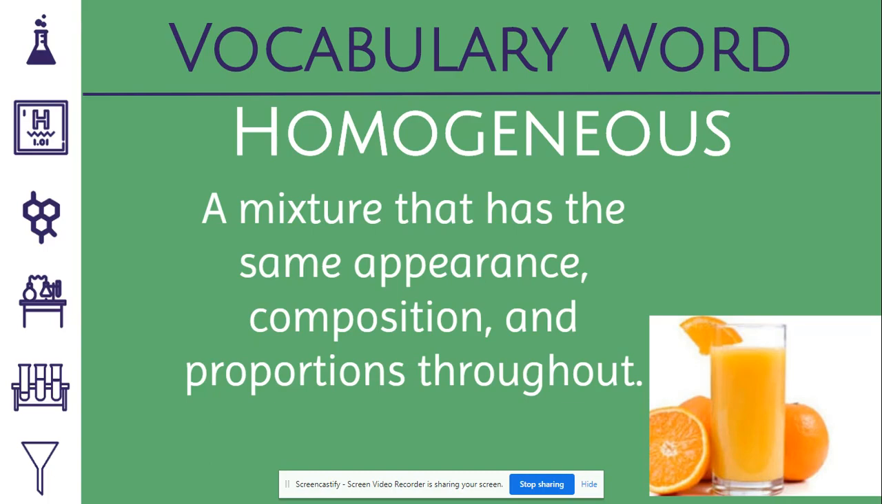So the first vocabulary word that we're looking at is homogeneous. And homogeneous is a mixture that has the same appearance, composition, and proportions throughout. I believe your Edpuzzle talks about this a little bit, but an example of a homogeneous mixture would be orange juice. If we take a look at a glass of orange juice, we can see that it appears the same throughout. The proportions are the same throughout. Pretty much as far as we can tell, at the top of the orange juice glass and at the bottom of the orange juice glass, there's nothing different. It's all the same.